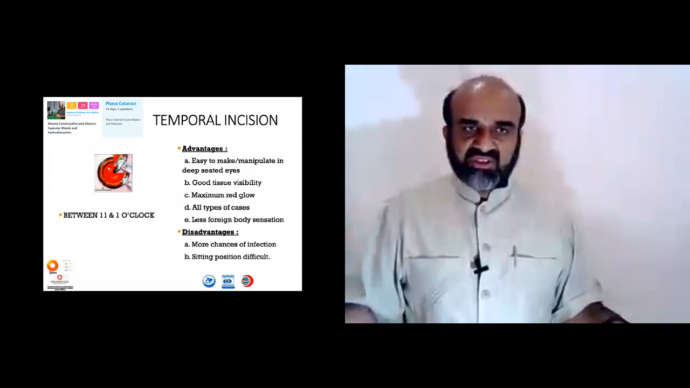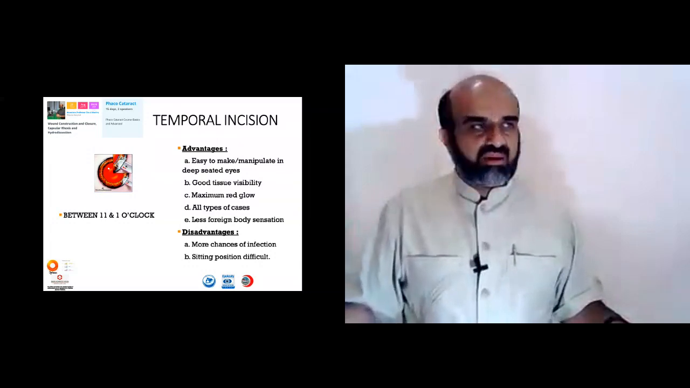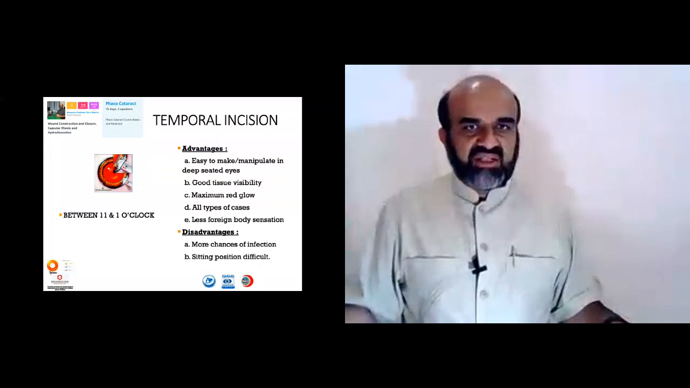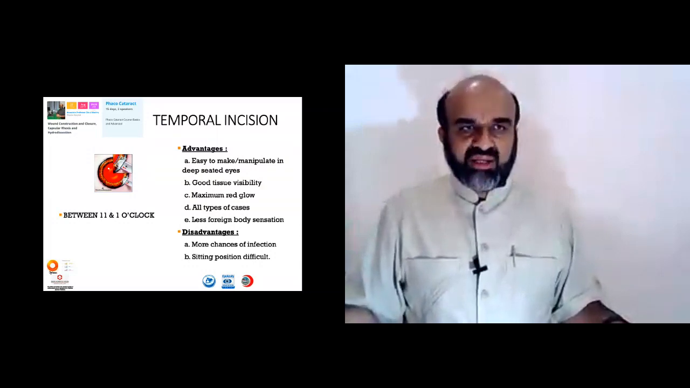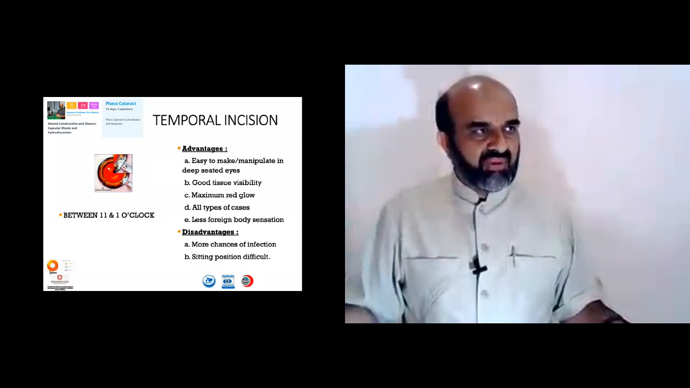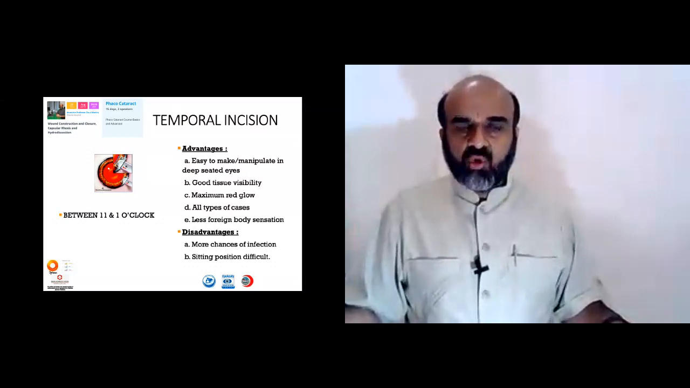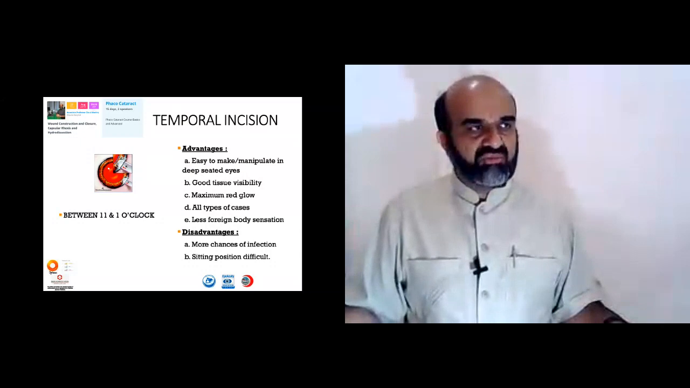The disadvantage: it is not covered by the lids and is relatively exposed, and if it is not closed well at the end of the surgery, there may be theoretically more risk of contamination of the wound.